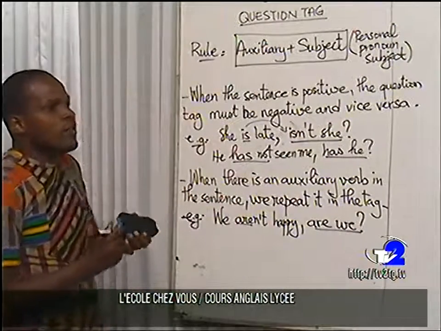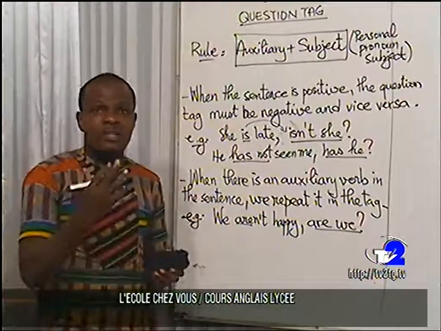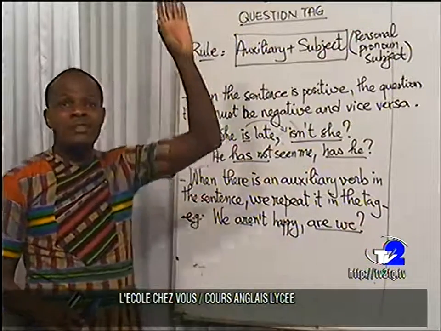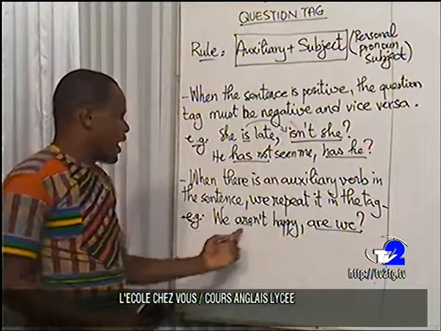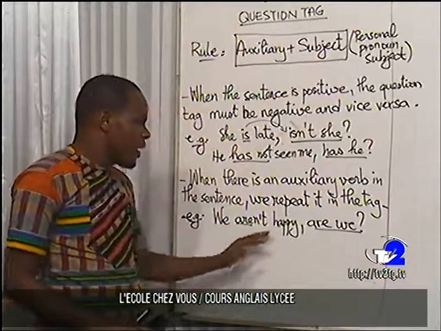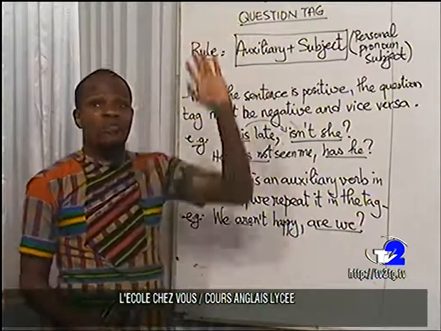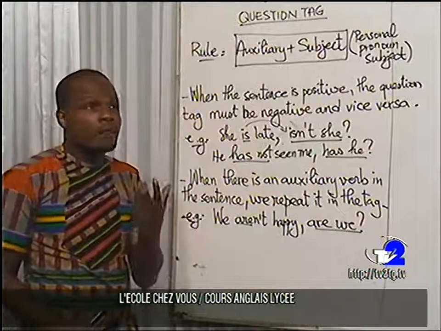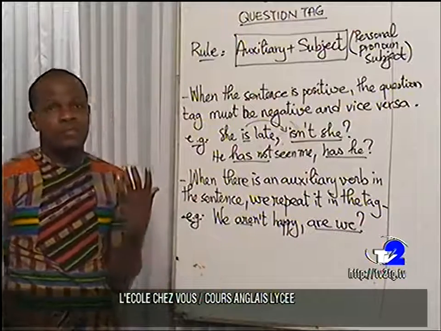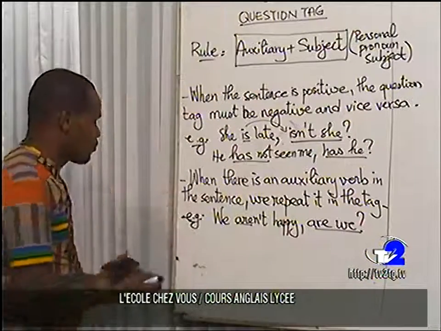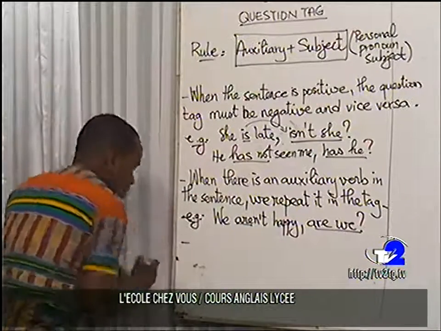When you are using the question tag, when speaking, you must raise your voice. The intonation should be rising intonation. So don't say, we aren't happy, are we? No. We have to say, we aren't happy, are we? You must use a rising intonation, not the falling one. Good. Now let's continue with another point.